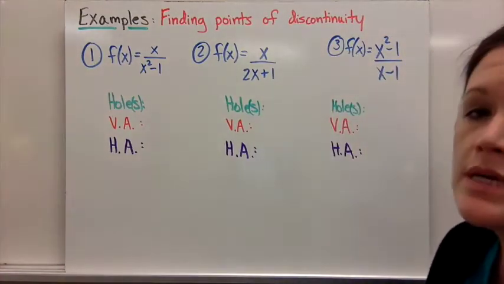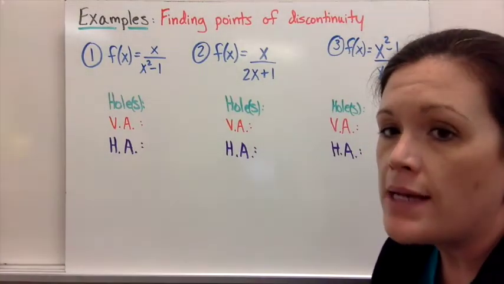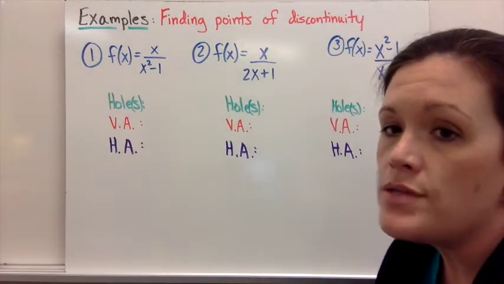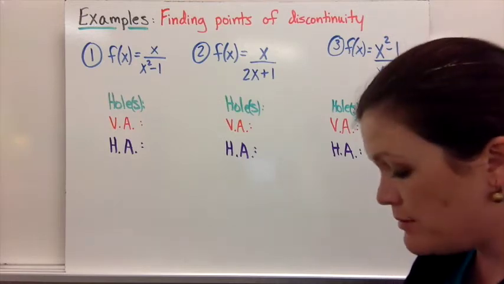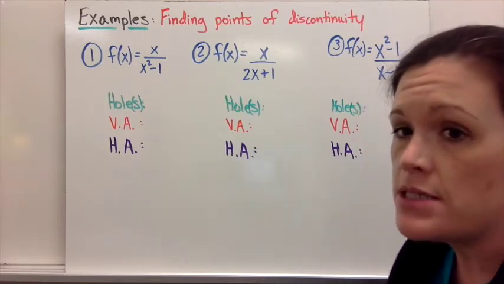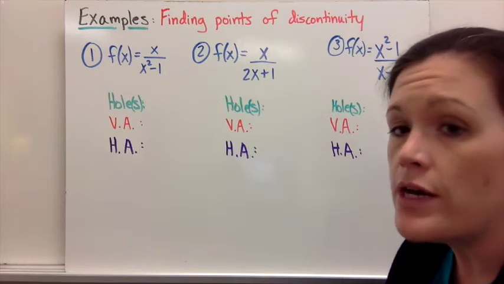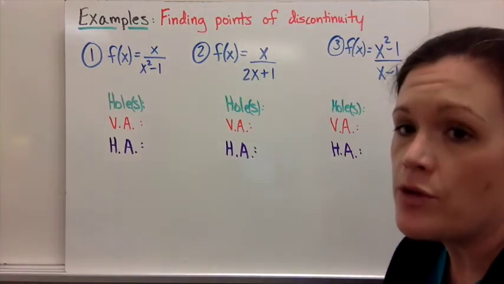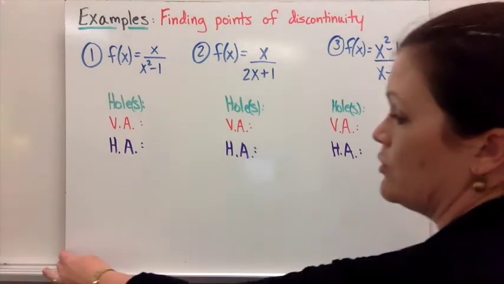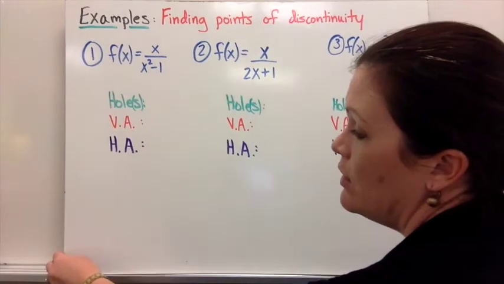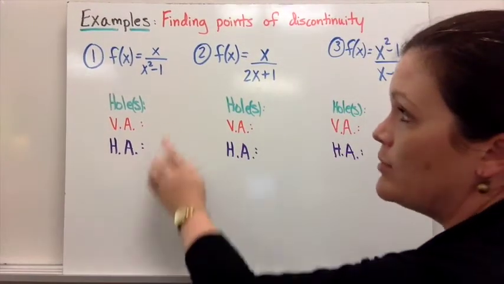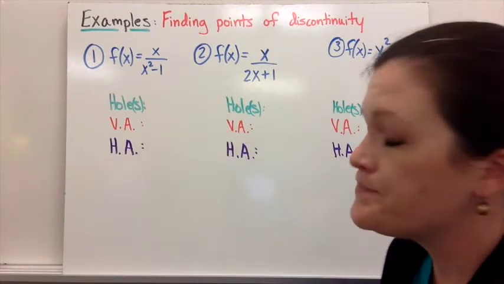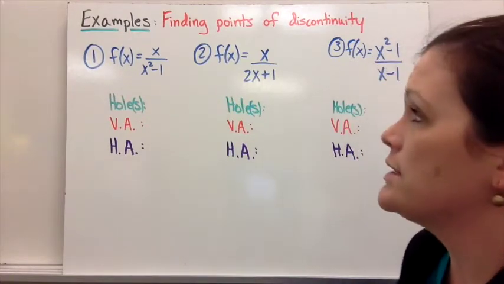So for finding points of discontinuity, if that's all we're asked to do, they're talking about holes and the asymptotes. I put them in this order on purpose because it's easiest to look at your holes first, because if there are any holes, you want to rewrite the function so that it's more simplified before you pick out your vertical asymptote. And then you can always compare for your horizontal asymptote. I just like to use the original function. All right, so let's look at example 1.